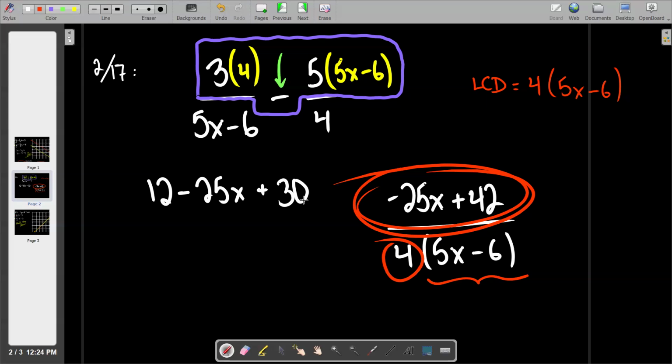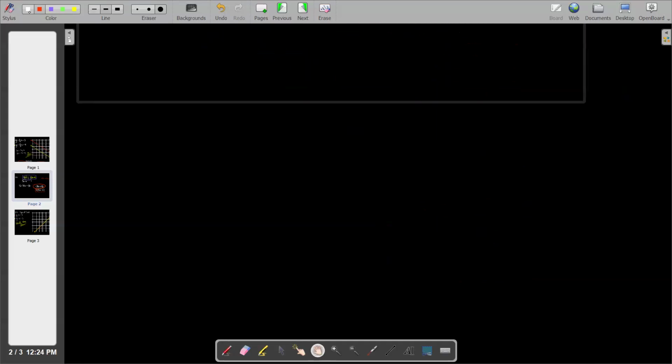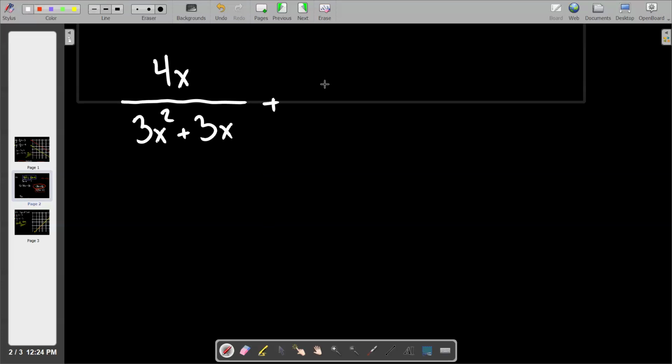Let's find out. You ready? All right, good. Last one, and then we'll do worksheet time. So we're going to do 4x over 3x squared plus 3x plus 6 over x plus 4.